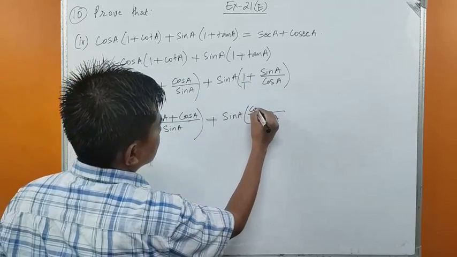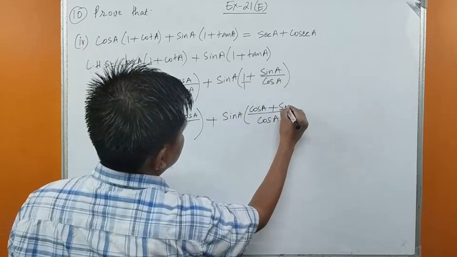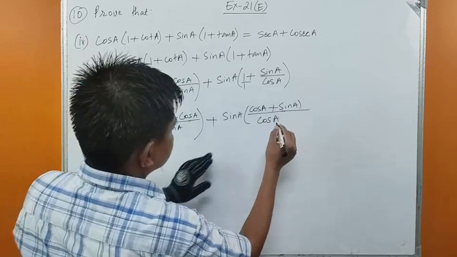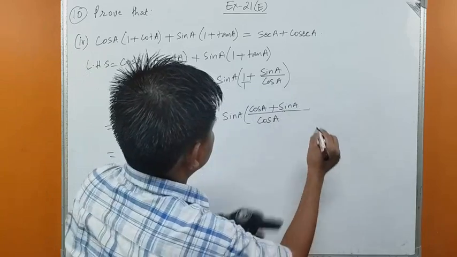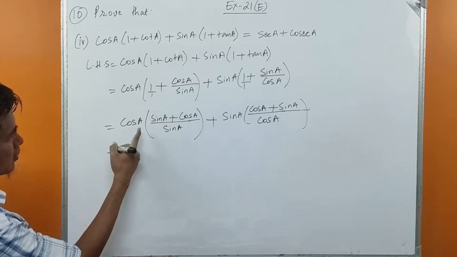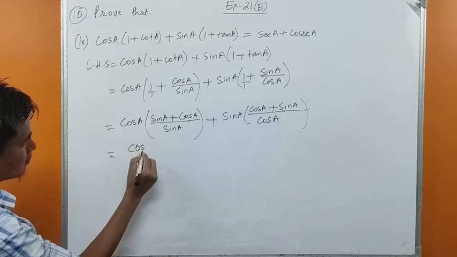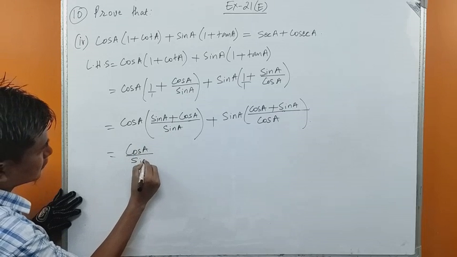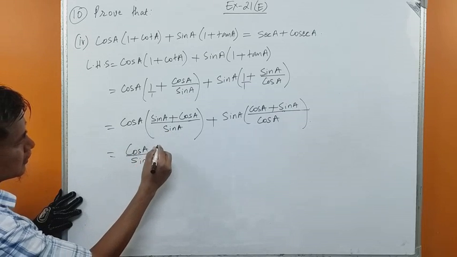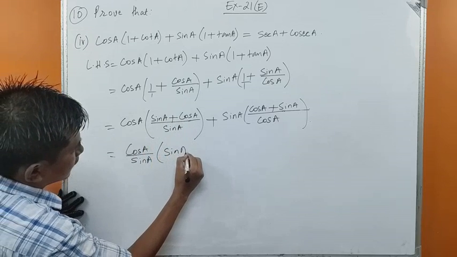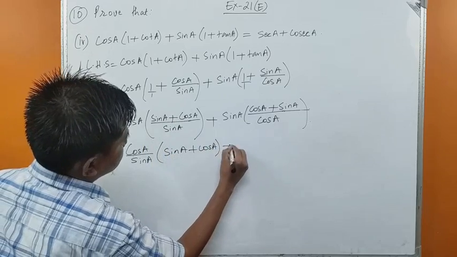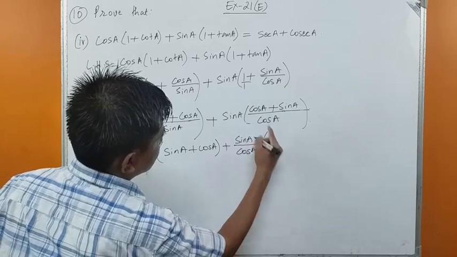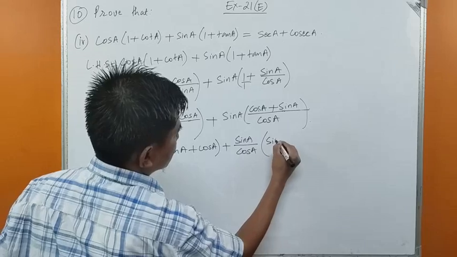So cos A into 1, cos A, plus 1 into sin A is sin A. So this cos A upon sin A can be written as cos A upon sin A into (sin A plus cos A), plus this sin A and this cos A I write here, into (cos A plus sin A). Cos A plus sin A means sin A plus cos A, same thing, isn't it?